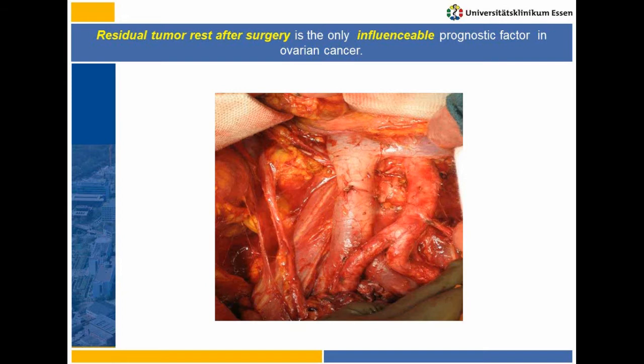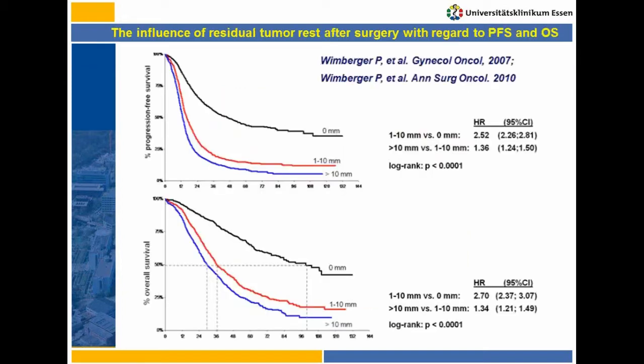And so what is the strategy? So you see here how important this residual tumor rest after surgery is with regard to progression-free survival and overall survival. So you see that those patients who do not have any tumor rest after surgery have the best prognosis with regard to progression-free survival as well as overall survival. So this is the first step in ovarian cancer, that you really try to remove all the tumor rest and then start with the therapy.